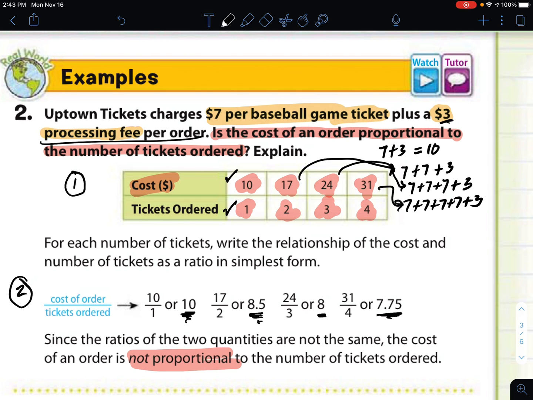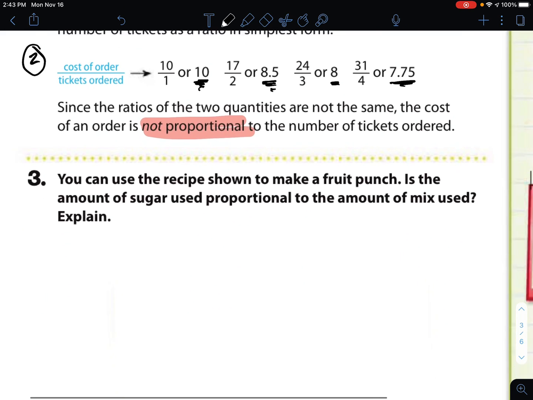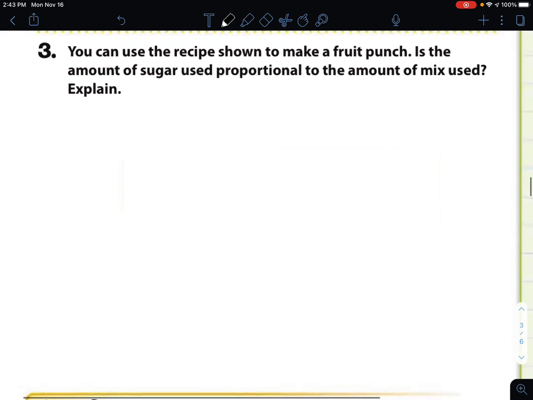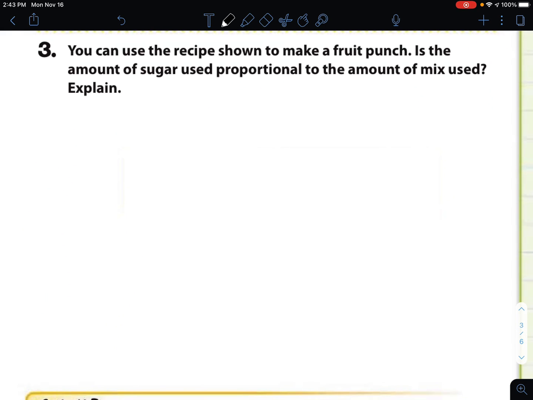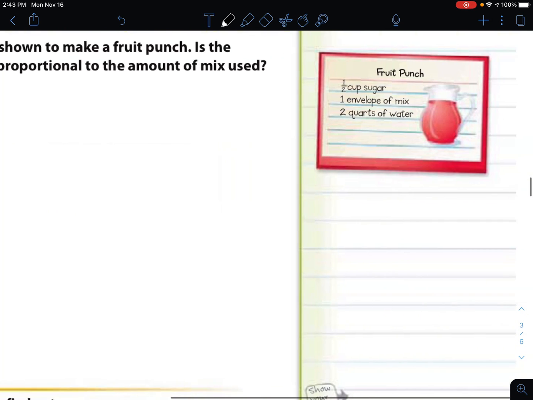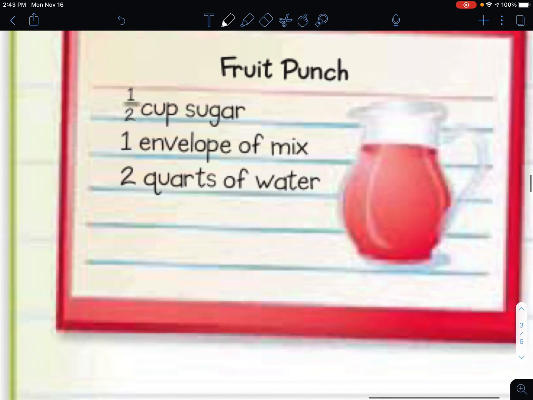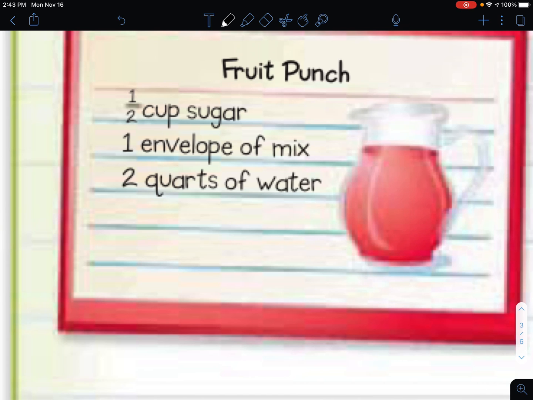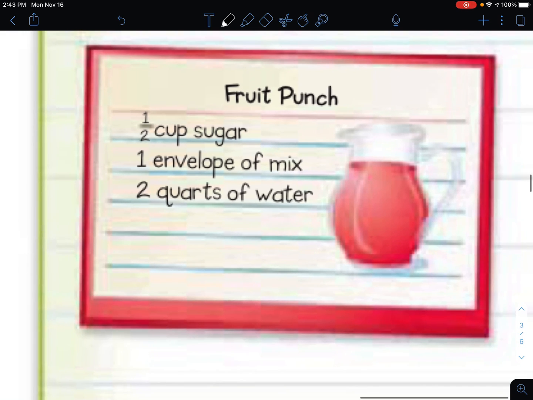Let's take a look at example number 3. You can use the recipe shown to make fruit punch. Is the amount of sugar used proportional to the amount of mix used? So this is what we're looking at. You have 1/2 cup of sugar, 1 envelope of mix, 2 quarts of water. That is the recipe for our fruit punch.